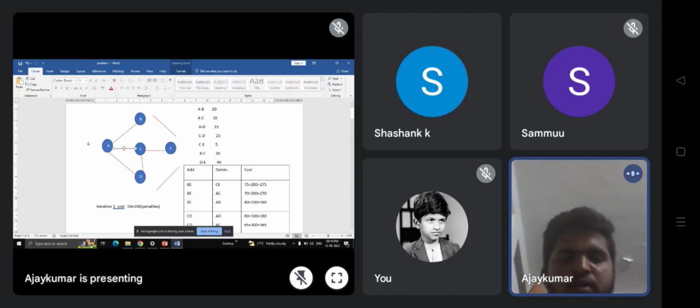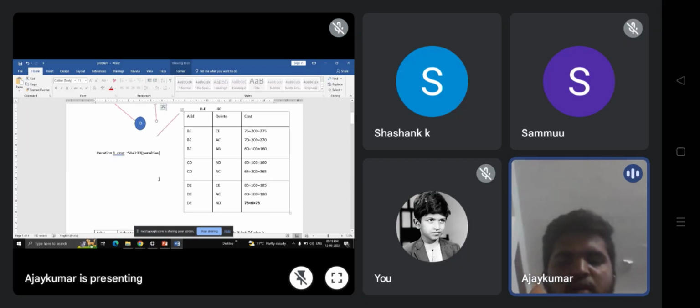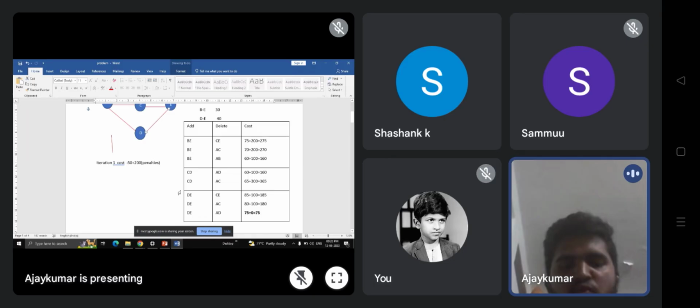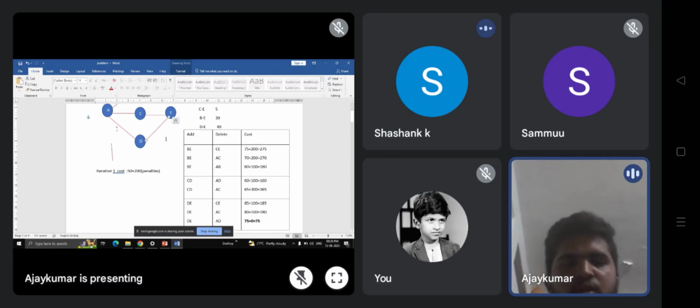For the current solution, the original solution, we do the same for DE also. Adding DE, when we add DE, a cycle comes. So we need to remove one of the edges: AC, CE or AD.